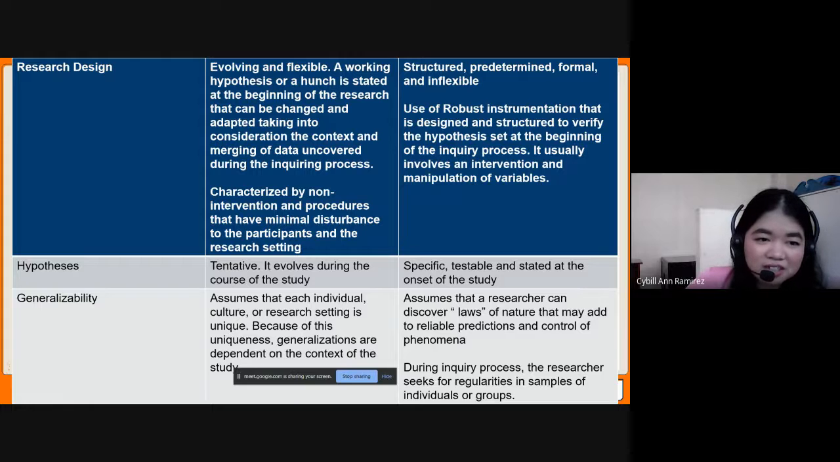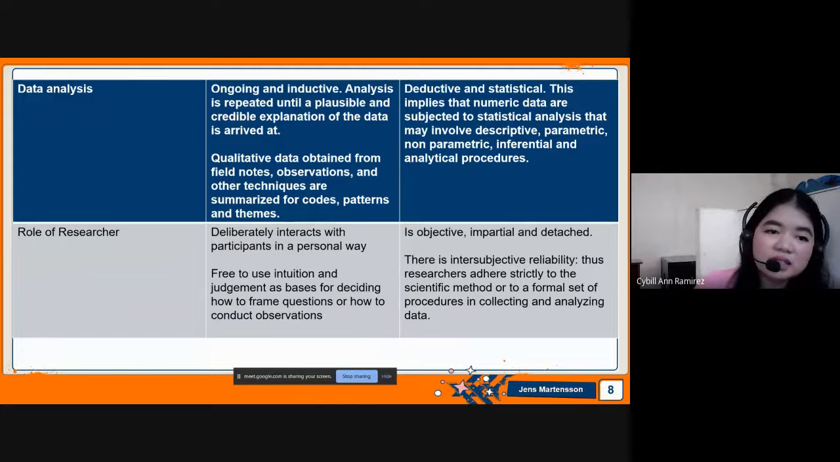Okay, generalizability. Wow, that's wordy. Generalizability for qualitative assumes that each individual culture or research setting is unique. Because of this uniqueness, generalizations are dependent on the context of the study. While in quantitative, it assumes that a researcher can discover laws of nature that may add to reliable predictions and control the phenomena. During the inquiry process, the researcher seeks regularities in samples of individuals or groups. Data analysis: qualitative is very ongoing and inductive, again, very evolving.